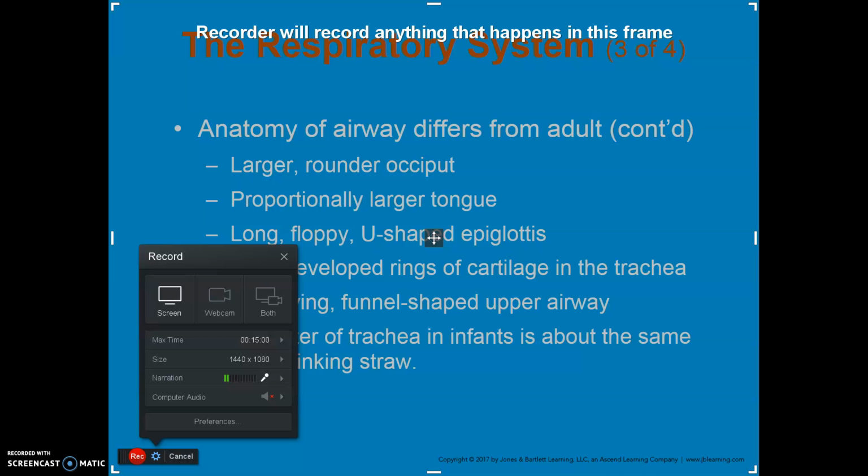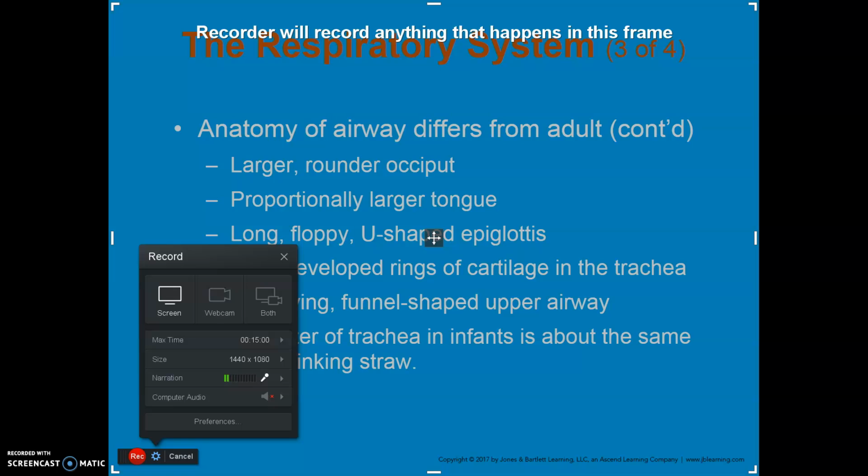There's a long, floppy U-shaped epiglottis in infants and toddlers that is larger than in adults. The rings of cartilage in the trachea are less developed and may easily collapse if the neck is flexed or hyperextended. The upper airway has a narrowing funnel shape compared to the cylindrical shape of the lower airway. The diameter of the trachea in infants is about the same as a drinking straw. The airway is easily obstructed by secretions, blood, or swelling.